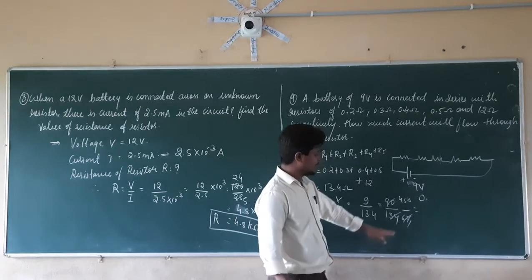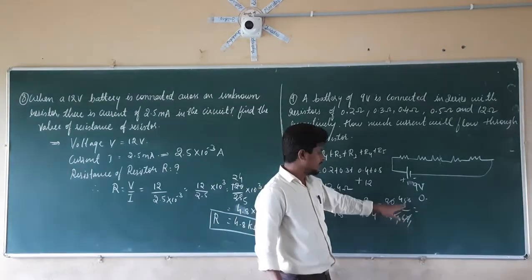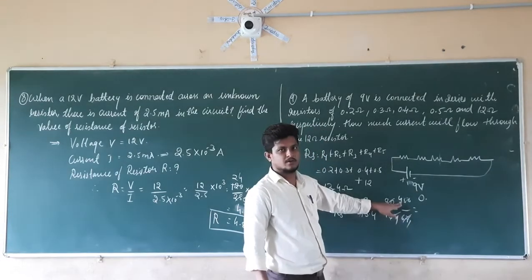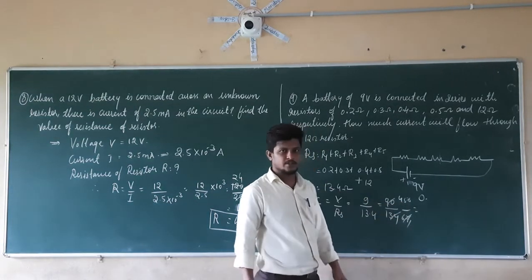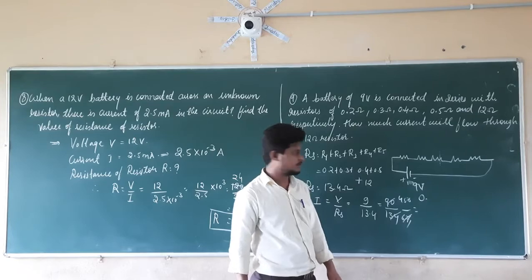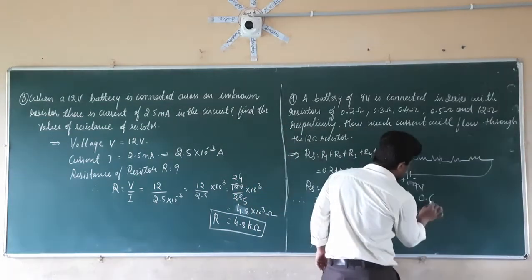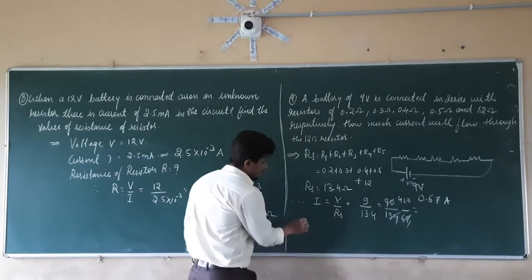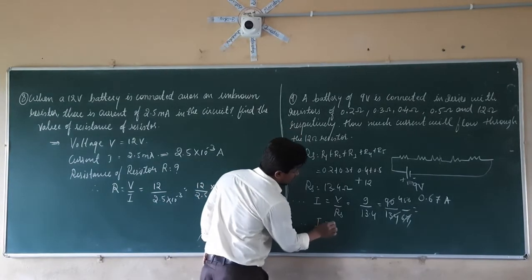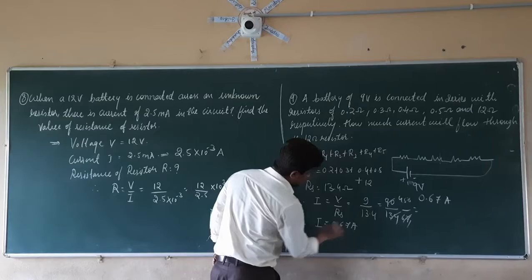If you calculate it here, 67 ones are 67. 67 times 5 is how much? It is equal to 335. Right. 335 plus 67 is equal to how much? It is equal to 402. So it is going to give 6.67 amperes. Sorry, 0.67 amperes. Therefore, I is equal to 0.67 amperes.